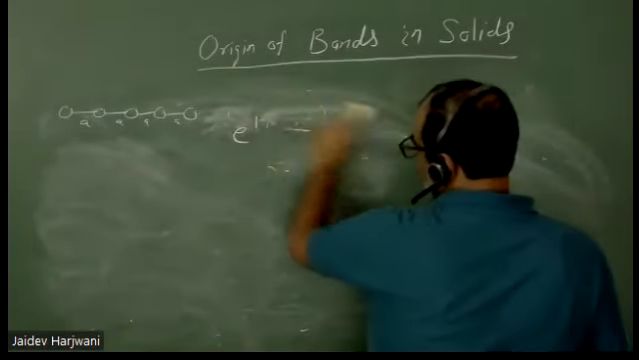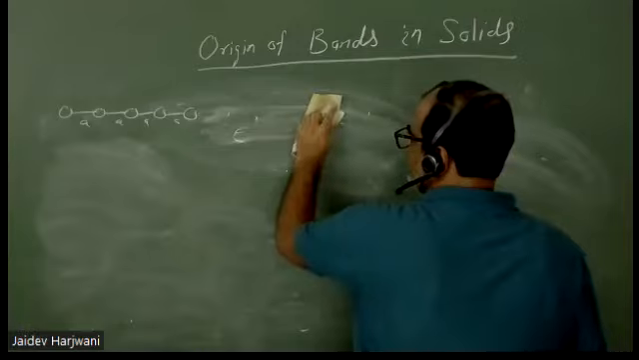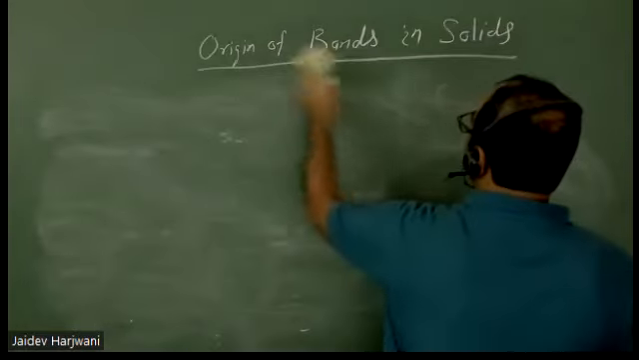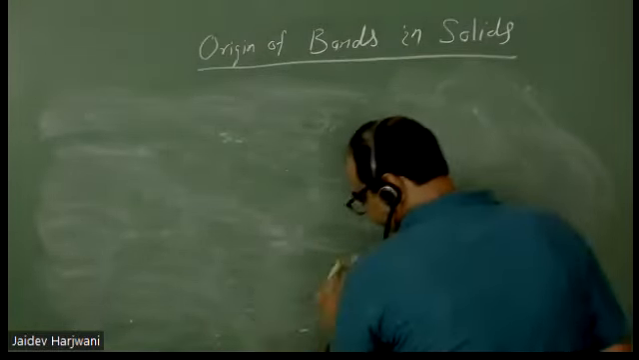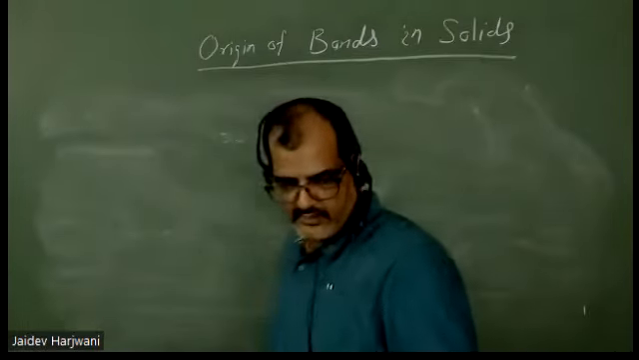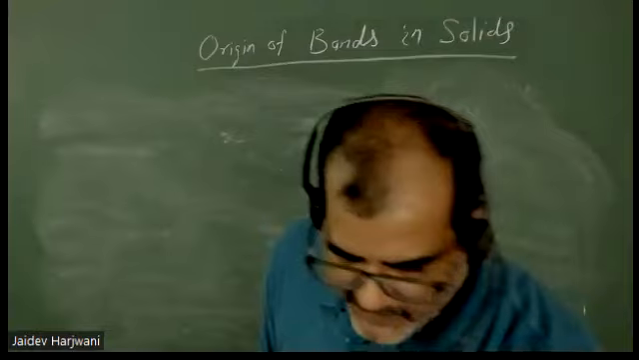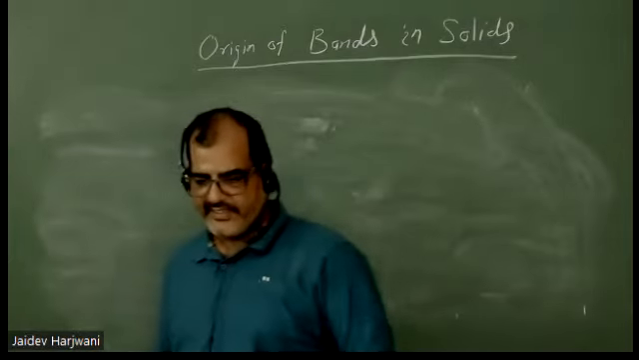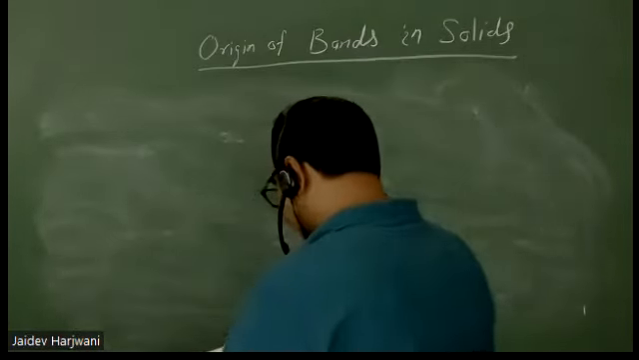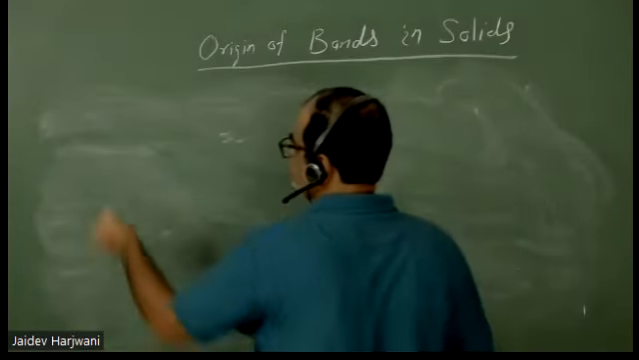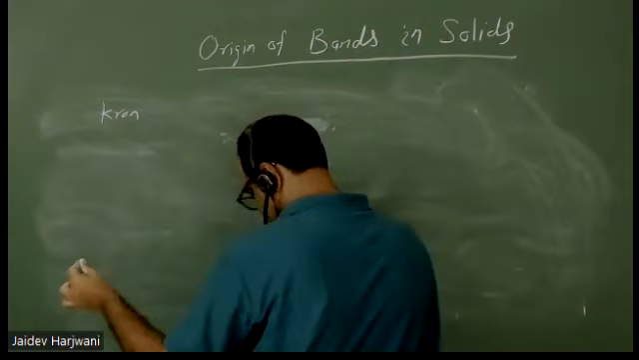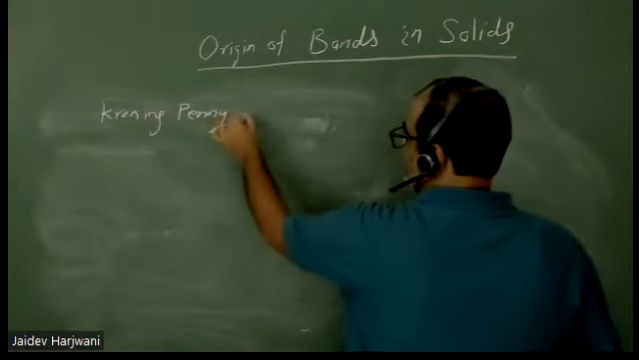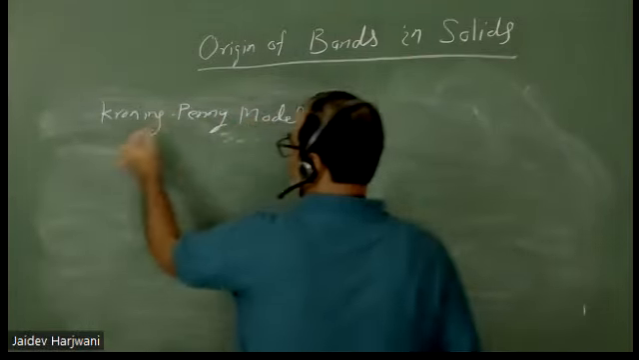Now actually today what we are doing, we are trying to calculate the energy E-k relations, or we are trying to explain what is the origin of bands in solids. In the beginning I took the free particle case. Then I took when there are boundaries like a periodic potential, a potential well. Now we are taking periodic boundary condition. So put the heading now: Kronig-Penney model.